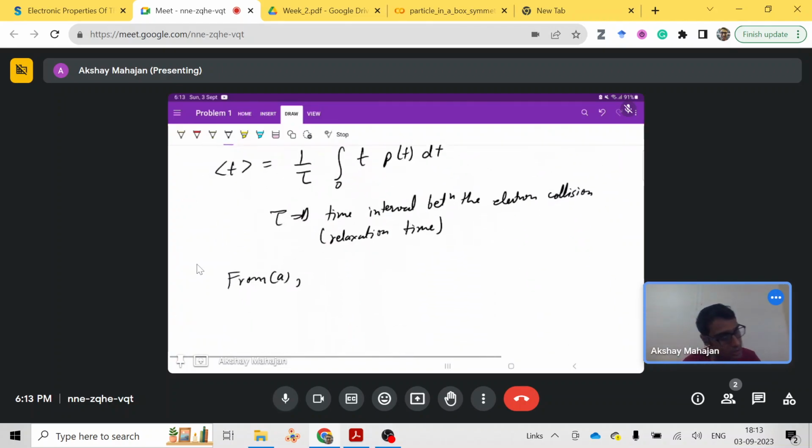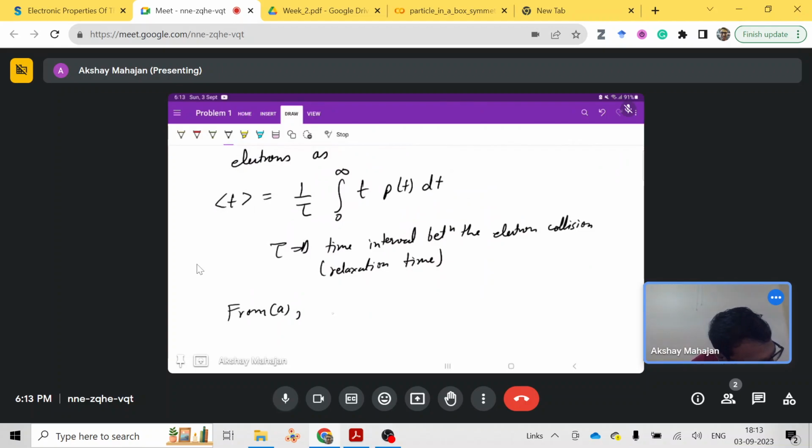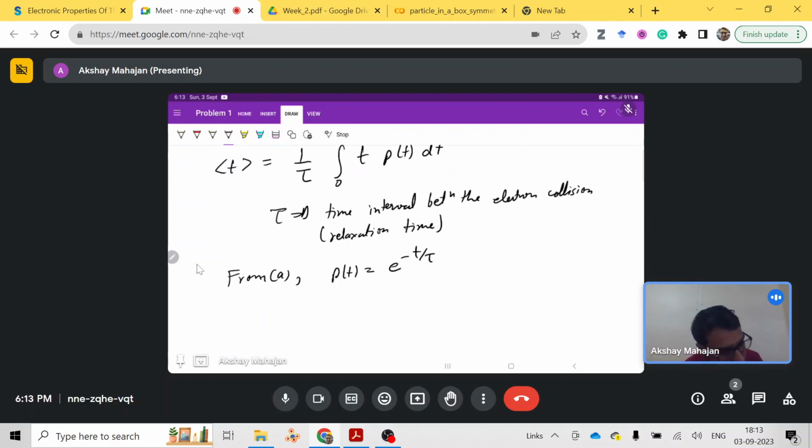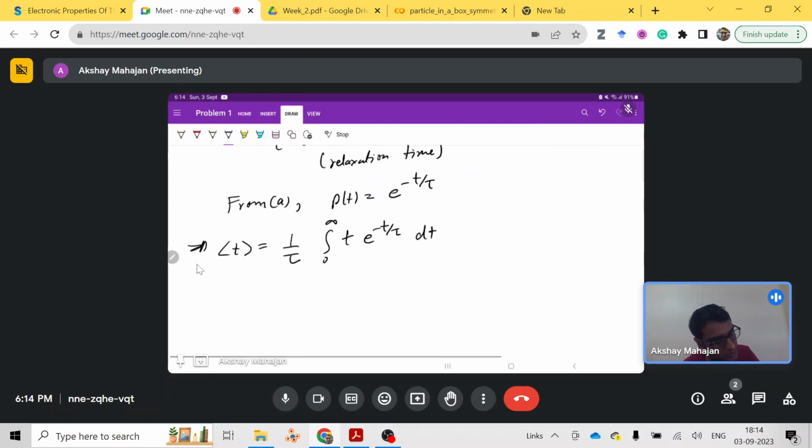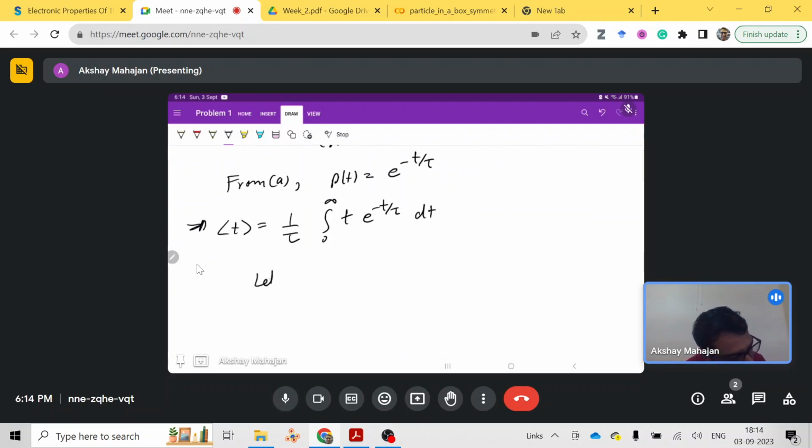Okay, that is our P(t). So p small t from A we can take to be e to the power minus t by tau. So again, we just have to substitute it here. Our average time, this mean time, will be 1 by tau integration from 0 to infinity t times e to the power minus t by tau dt.